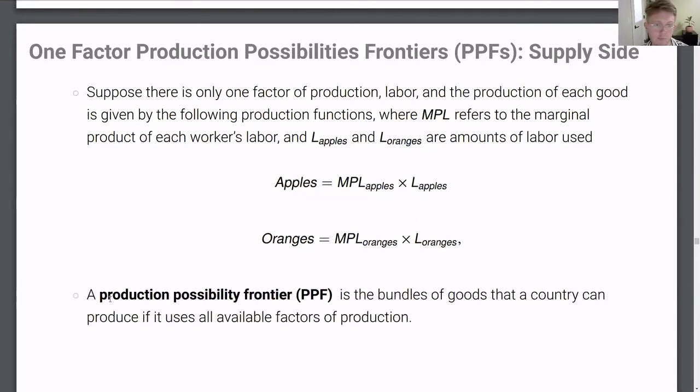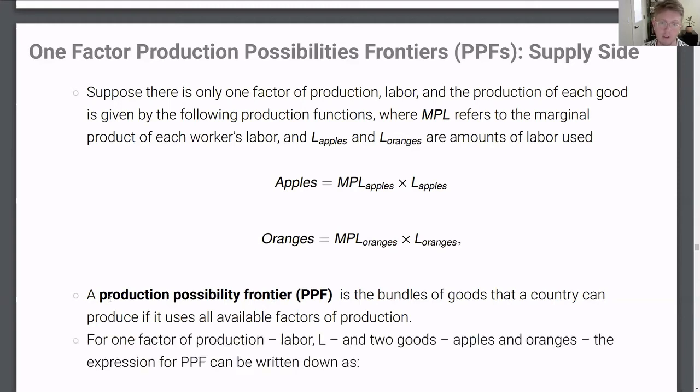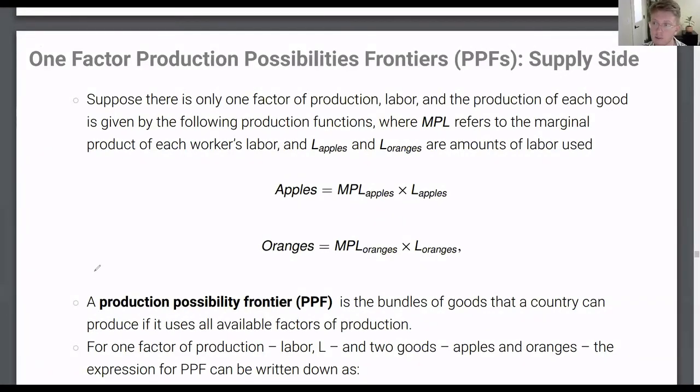Okay, so now that we've introduced those production functions, let's spell out what the country's production possibilities frontier is going to look like. A PPF, or production possibility frontier, is just the bundle of goods that the country can produce if it uses all the available factors of production. So for one factor of production, labor, and 2 goods, apples and oranges, workers can either work in apples or oranges.